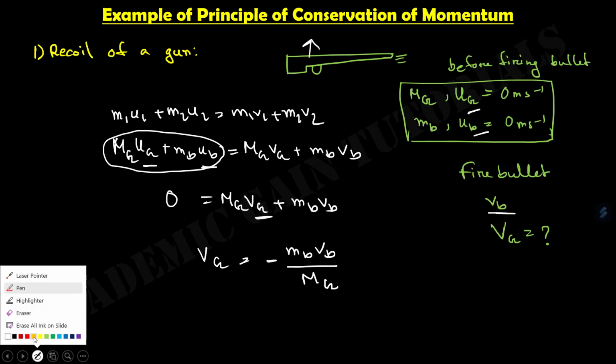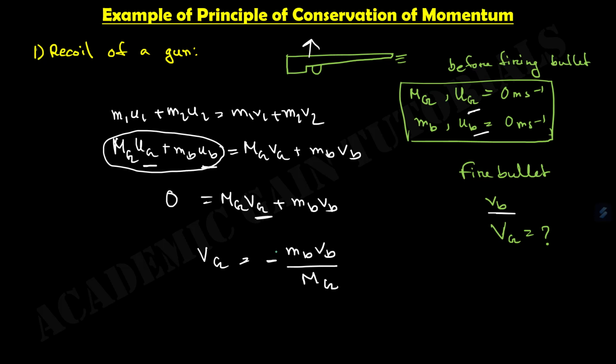So what does this negative sign mean? If we fire a bullet to that side, the gun will move in the left side with the velocity of v of g. That's why when we fire a bullet from a gun, the gun comes backwards and gives us a force towards our shoulder. This is the recoil of a gun.